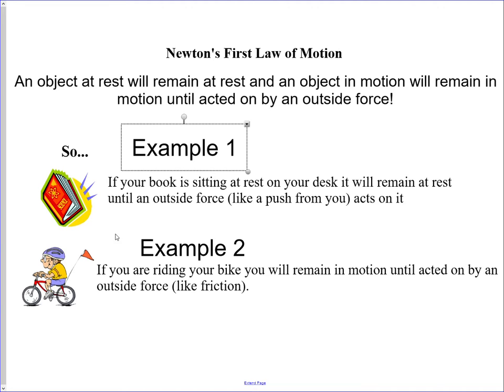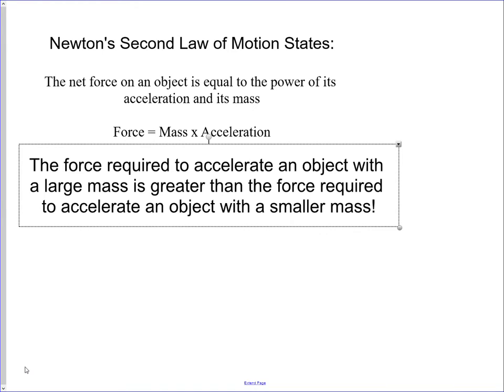All right, our second law of motion for Newton states that the net force on an object is equal to the product of its mass and its acceleration. So if we take a look here, there's this formula where we have force equals mass times acceleration. Okay, and that's just really the relationship that we'll kind of do some work with in terms of the mathematical part of it.